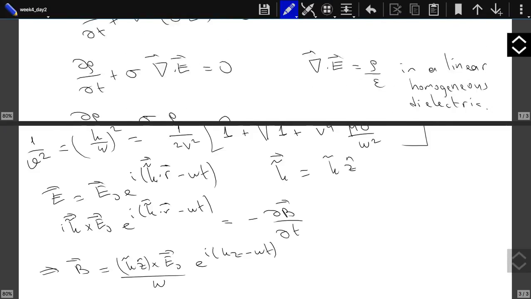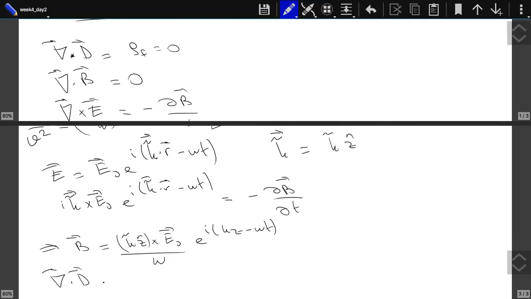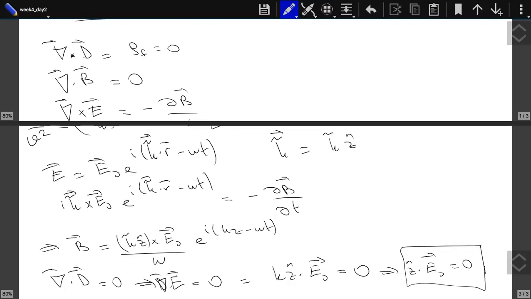Now, this was not our first Maxwell's equation. Let's look at the first one. Del dot D is equal to zero, which in our case means del dot E is equal to zero. But this just means k in the z hat direction dot E0 should be equal to zero. You see, we started with a wave moving in the z direction. This E0 vector, or the polarization vector, should be perpendicular to the z direction. Just like in the previous cases we studied, it's a transversal wave. The electric field is always perpendicular to the propagation direction.